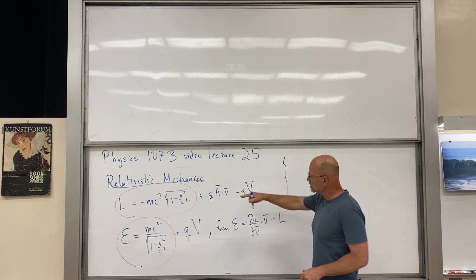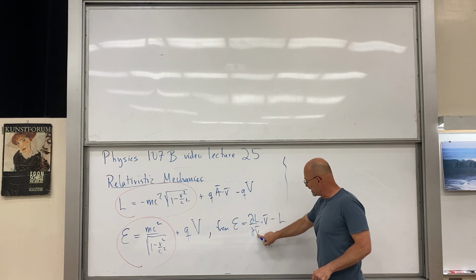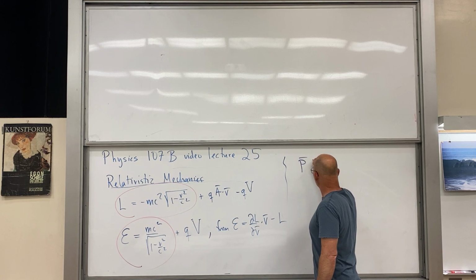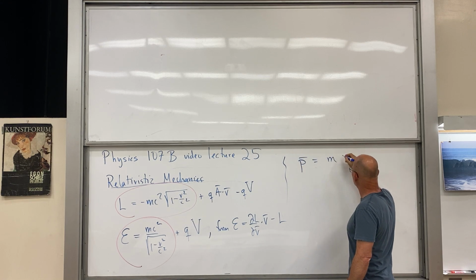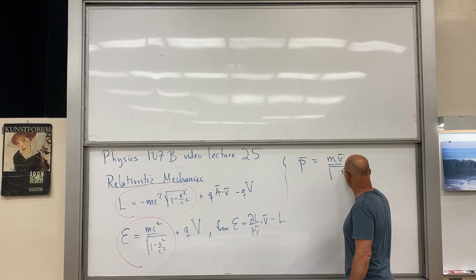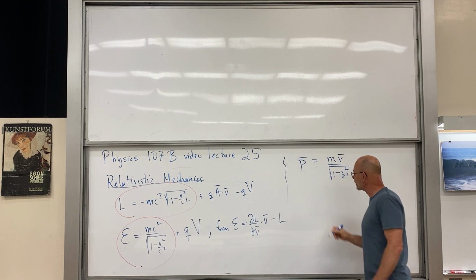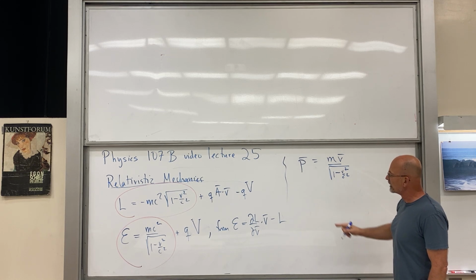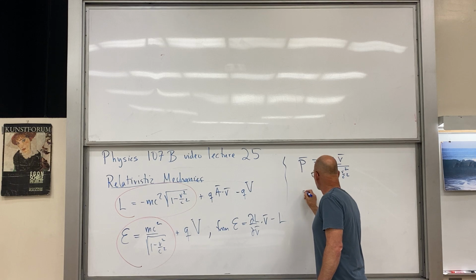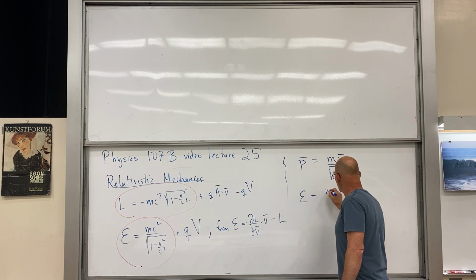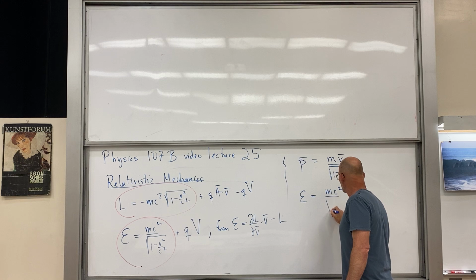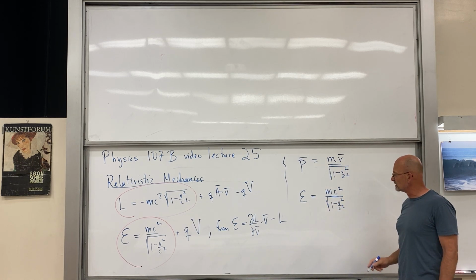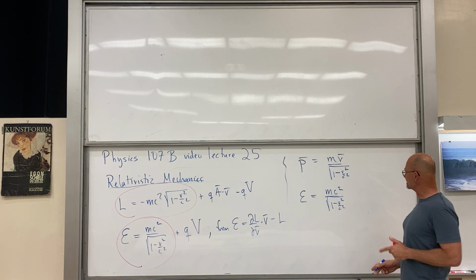And this actually came from this dL/dv vector, which was p equals mv over root 1 minus v squared over c squared. So yeah, here's what I'll do, and then I'll repeat this. Energy equals mc squared over root 1 minus v squared over c squared. So this version is for the free particle, and we'll have something to say about that. There are some subtleties involved.